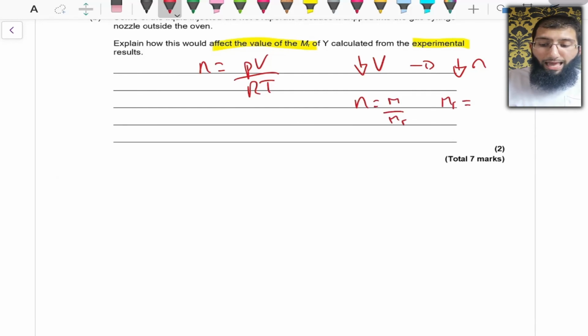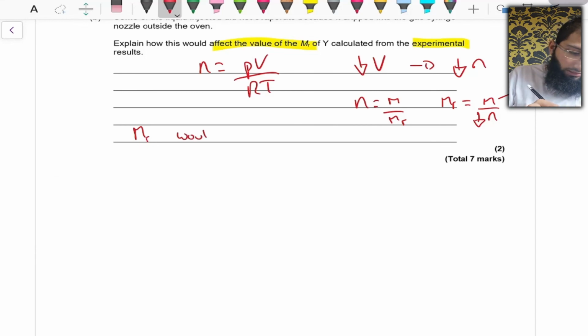So we know that n is equal to m over MR. We know that MR is equal to m over n. We've just established that if the moles are decreasing, if that value is getting smaller, the denominator is getting smaller, yet m stays the same, where m is 0.21, then that means that the value of MR is going to increase because the numerator remains the same value, yet the denominator is decreasing. So we're going to have a larger number for the MR.